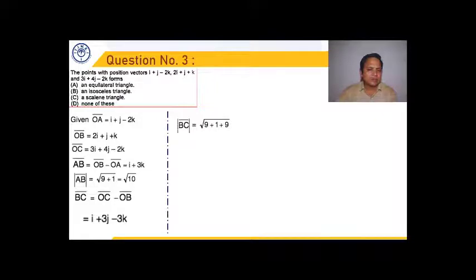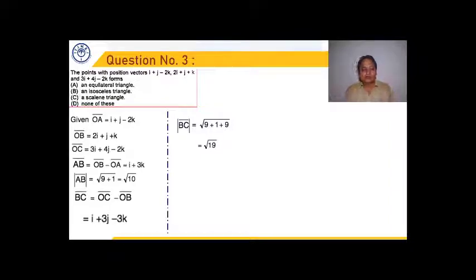And if we are supposed to find the length of BC, that is the modulus of the BC vector, we can simply say it's the square root of 1 squared plus 3 squared plus minus 3 whole squared. Minus 3 whole squared is 9, plus 3 squared is 9, 9 plus 9 is 18, plus 1 squared is 1, that is 19. So the length of the BC vector is root 19.